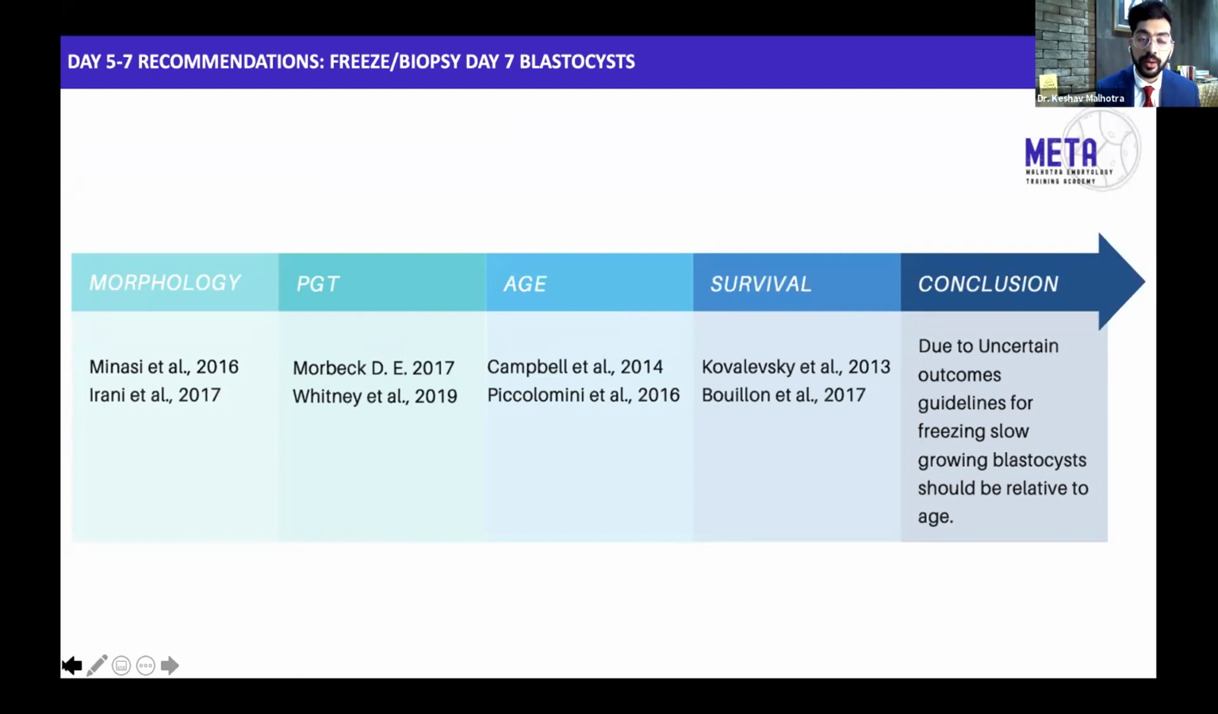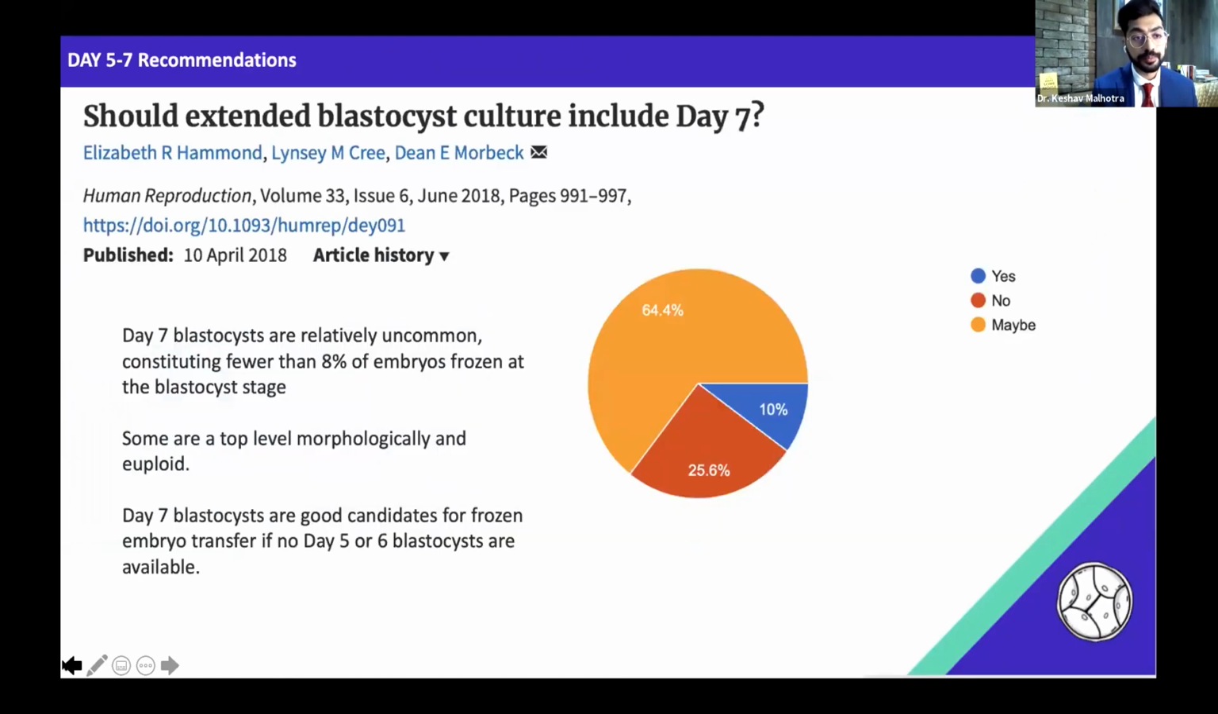So just to conclude on the day 7 recommendations, because of the uncertain outcomes, I think the guidelines that need to be developed here have to be relative to the age of the patient. So coming to the end of this presentation, again, this is from Dean's paper. At the moment, it's very rare that you get day 7 blastocysts. Less than 8% of the cycles will actually result in day 7 blastocysts or sole day 7 blastocysts.